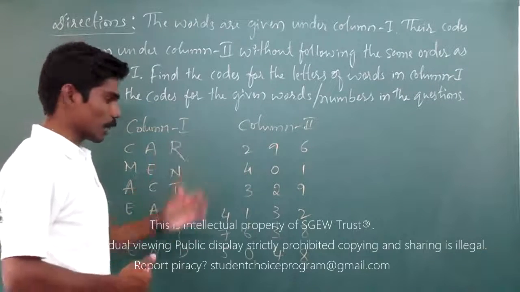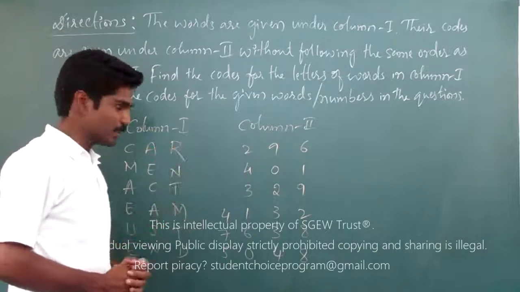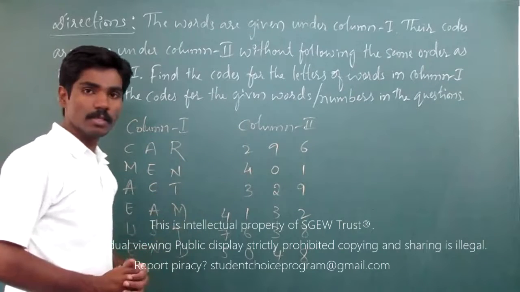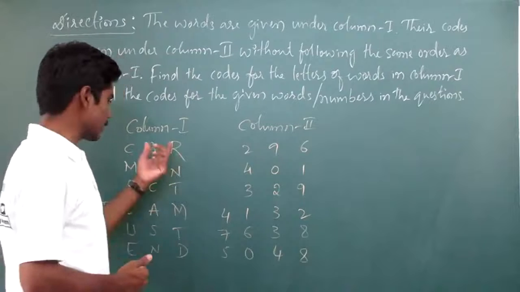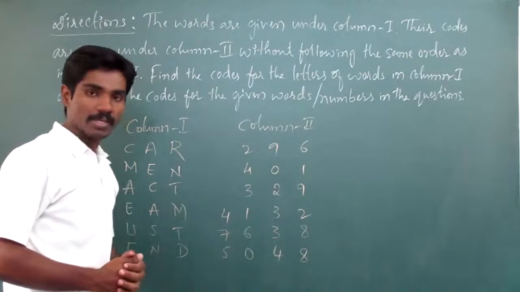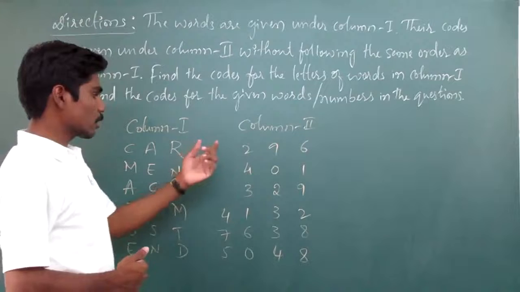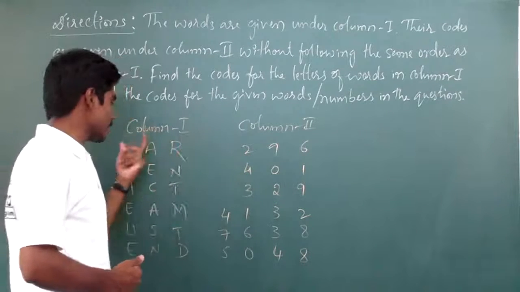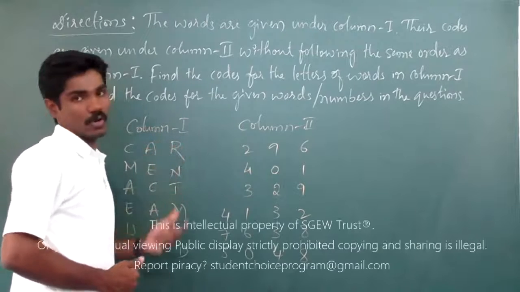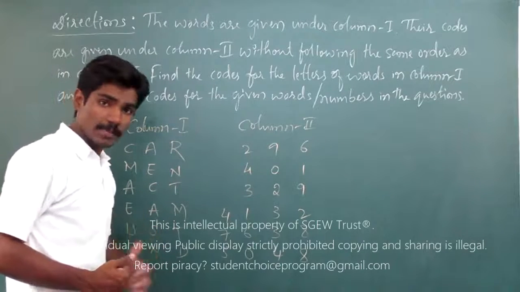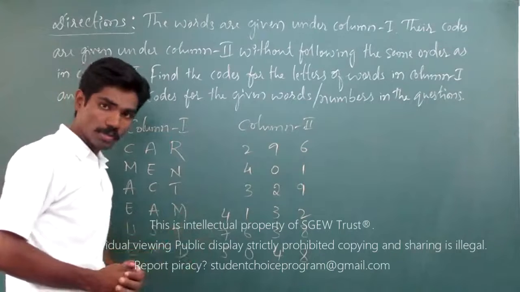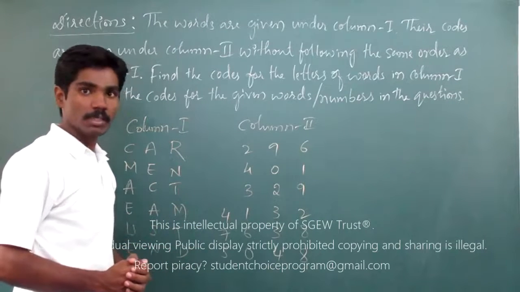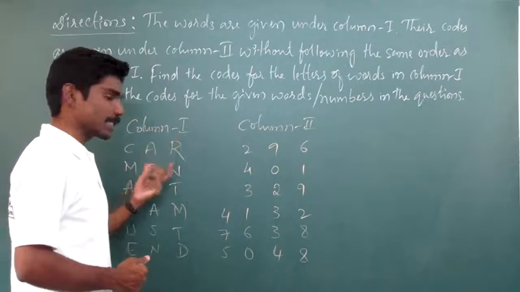Now here are two columns, column 1 and column 2, in which column 1 contains some words and column 2 contains the codes for the letters which are present in column 1. But the thing is that the codes are not in the same order as the letters are there in the first column. Now there are three problems which are based on the codes. So before solving the problem, first let us find out the codes for the letters which are present in column 1.